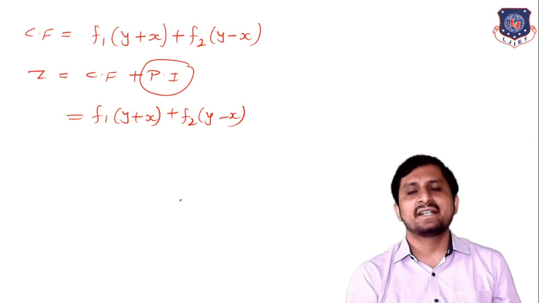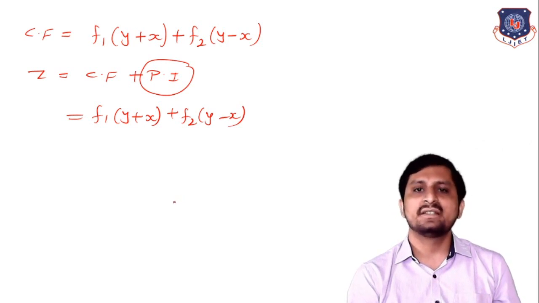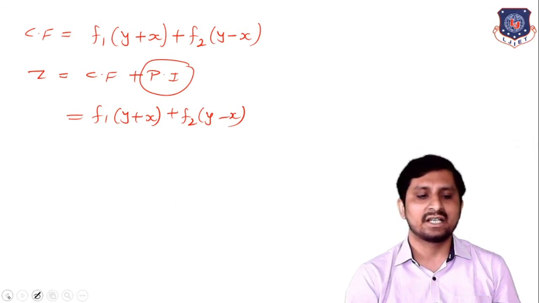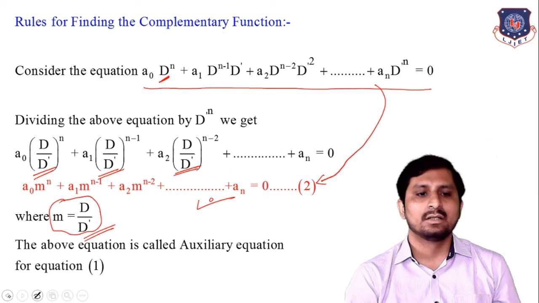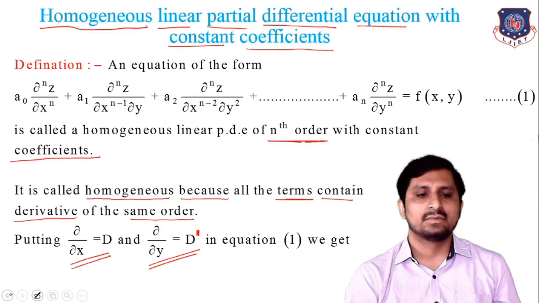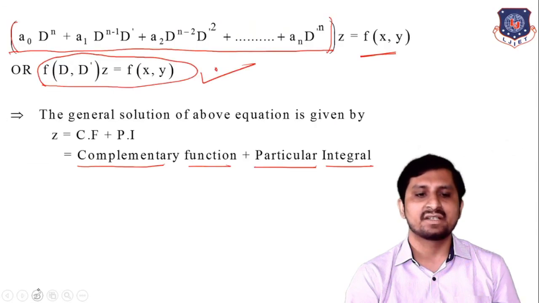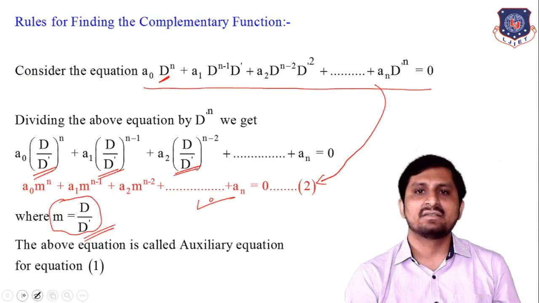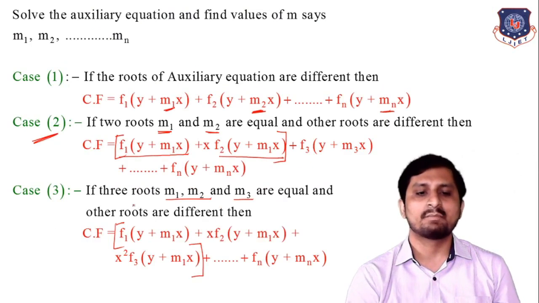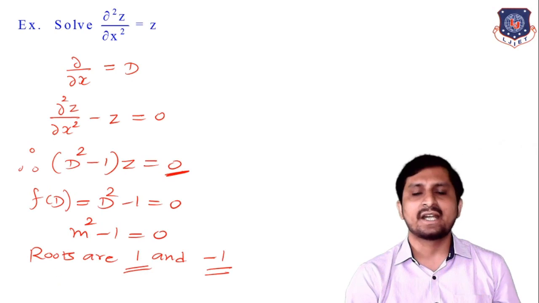So today's lecture we discussed homogeneous linear partial differential equations with constant coefficients. First we understood the definition, let me take a quick revision. This is our concept and the equation of the form. After that we assumed del by del x is capital D and del by del y is capital D dash, and then we understood how to find the complementary function. For that you have to remember all these formulas, and we solved our first example.